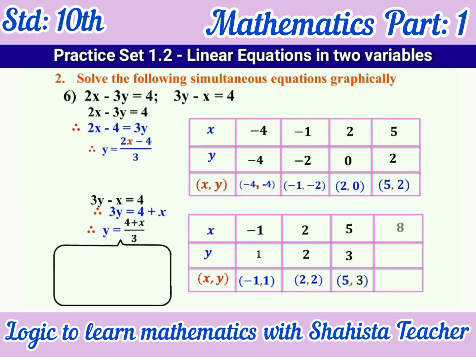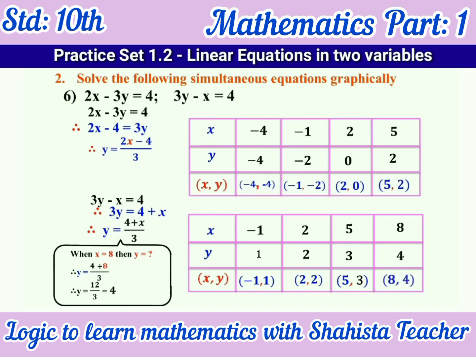Now the last box, x is 8 but we don't know the value of y. You can take any number. So x is equal to 8 but we don't know the value of y. Again y is (4 plus x) upon 3, and in the place of x we will put 8. So (4 plus 8) upon 3. 4 plus 8 is 12. Y is equal to 12 upon 3, 3 fours are 12. So y is equal to 4. If x is 8, then y is 4. So bracket 8 comma 4. Okay.